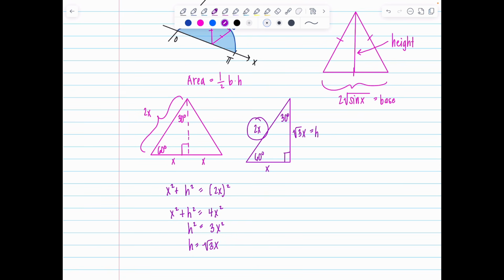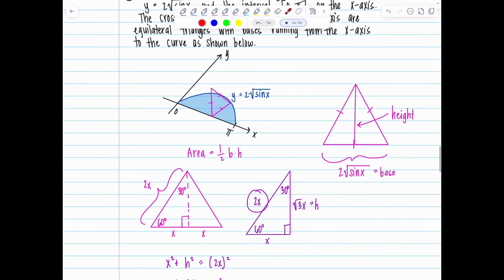So basically, what you do is you take the base, you cut it in half, and slap a radical 3 on it, and that's the height. So you take the base, you cut it in half, so get rid of the 2, and then you slap a radical 3 on it, and that's the height. So for this particular equilateral triangle, the height would be radical 3 times radical sine x. Oh, perfect. We're good to go.